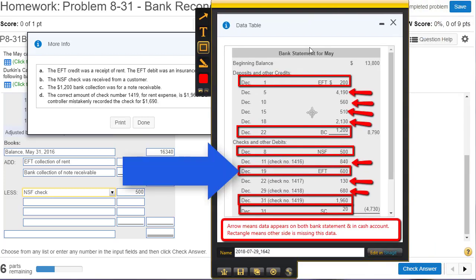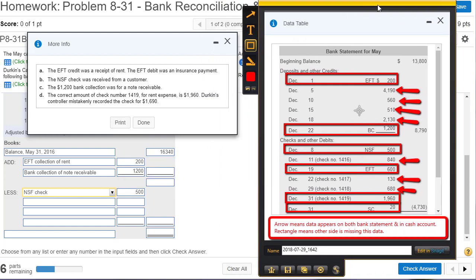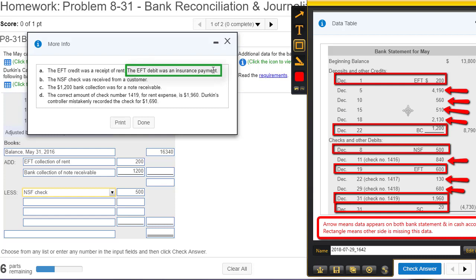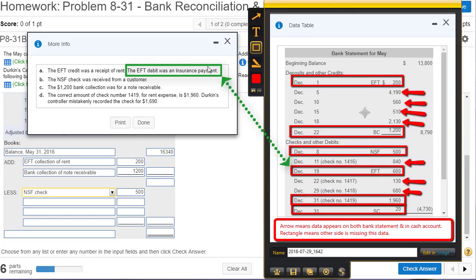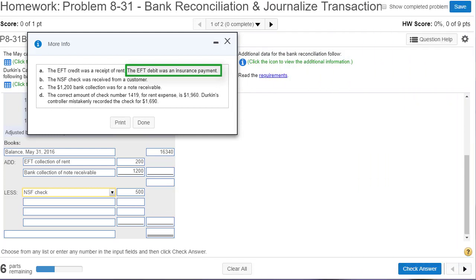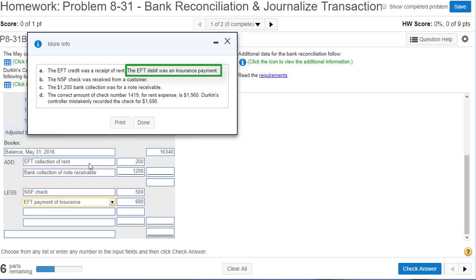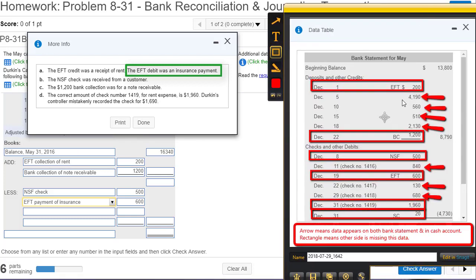Let's figure out what this EFT payment was for $600. The EFT debit was an insurance payment. Notice it says payment, so that's how we know they're talking about this one. So we paid insurance $600. EFT payment of insurance. So we've taken care of the $600.